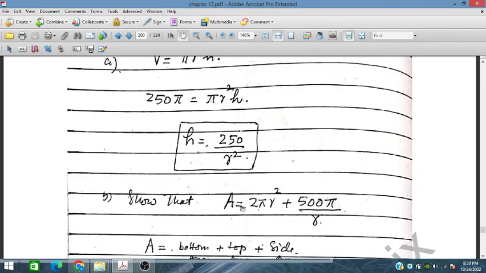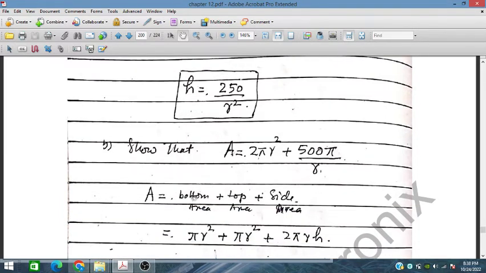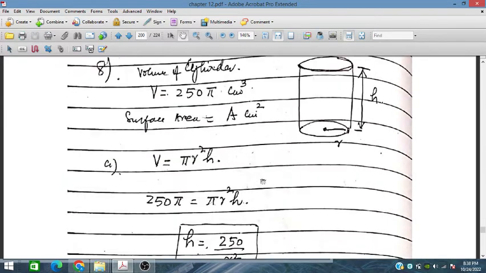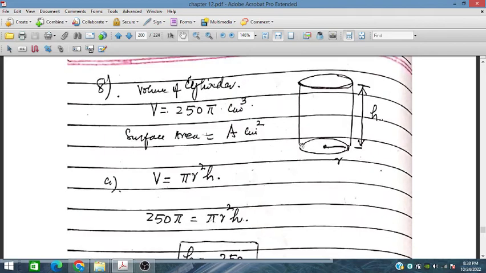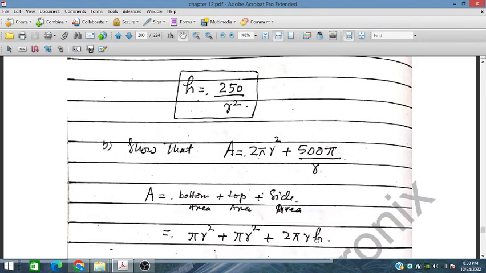Show that A is equal to 2 pi r squared plus 500 pi upon r. This is the area: the bottom area, the top area, and the rolled surface on the side. So this is pi r squared for the top and bottom, and the side area is 2 pi r h. The circumference 2 pi r multiplied by the height gives a rectangular shape. So this is 2 pi r h.